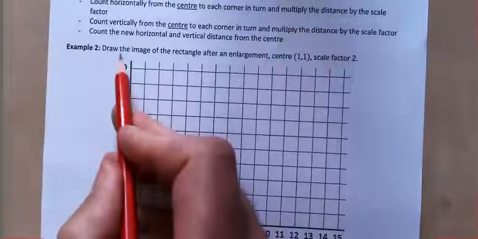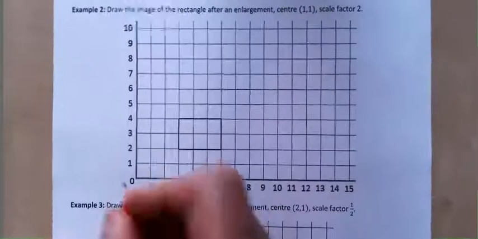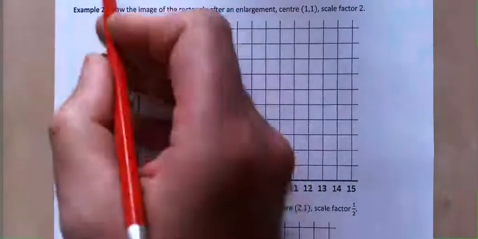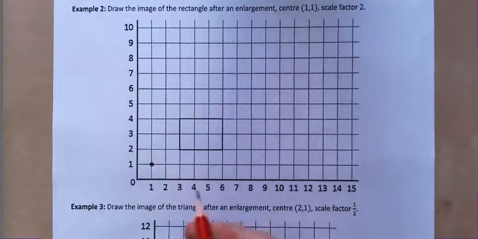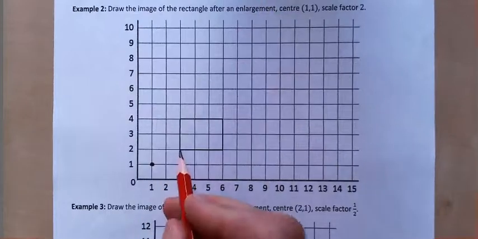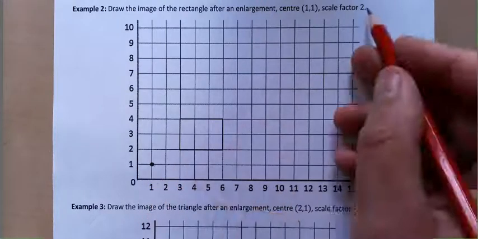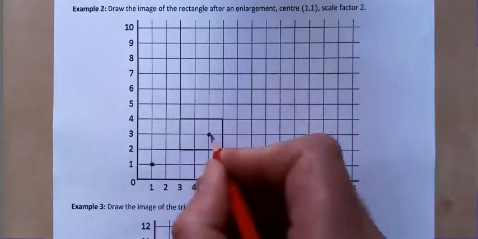Let's look at the next wee page where we actually would then go on the coordinates and see what we're doing. So it says draw the image of the rectangle after an enlargement, centre 1, 1, scale factor 2. Again, a very standard GCSE question that wouldn't get too hard. So count horizontally from the centre to each corner in turn and multiply the distance by the scale factor. So here's what I'm going to do. This corner here is 2 across and 1 up. I then go back to the centre. Instead of going 2 across and 1 up, because it's scale factor 2, I'm going to go 4 across and 2 up. So here's this new point here.